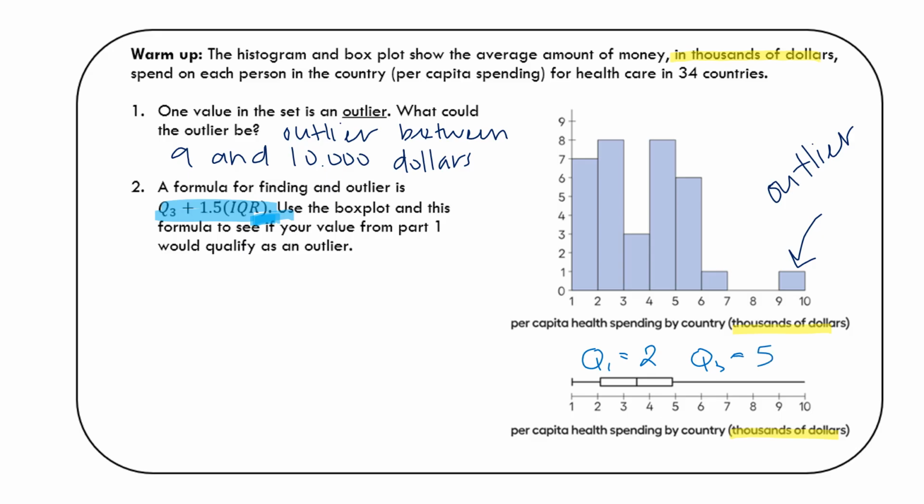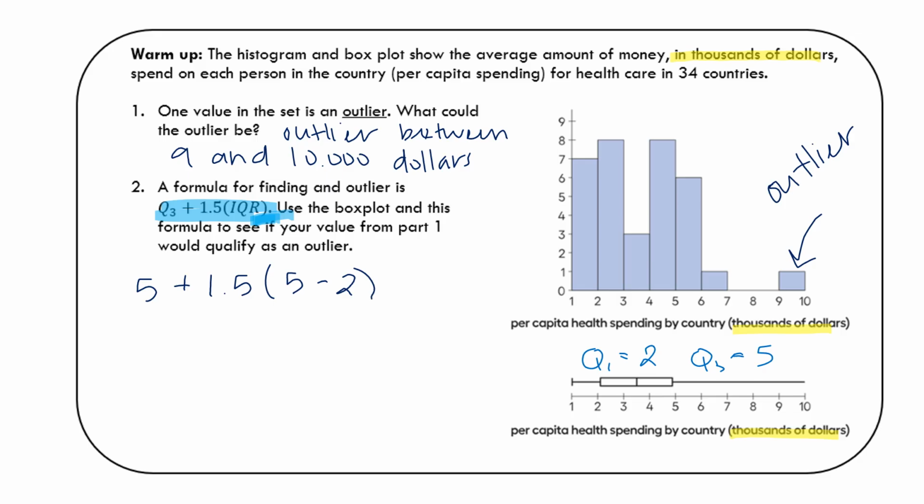So if I am trying to use the formula to figure out if there is a possible outlier or not, I'm going to use that formula there. So quartile 3 is 5 plus 1.5 times the IQR. The IQR is always quartile 3 minus quartile 1.